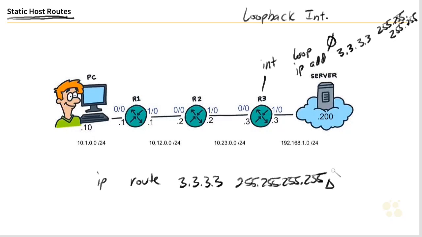And then we would go ahead and say, in this case, if this was R2, the next hop to get to 3.3.3.3 is going to be right here, which is R3's interface, which has the IP address of 10.23.0.3. And that's it. So without further ado, let's go ahead and create the loopback interface on R3, and then we'll create the static host route on R2.